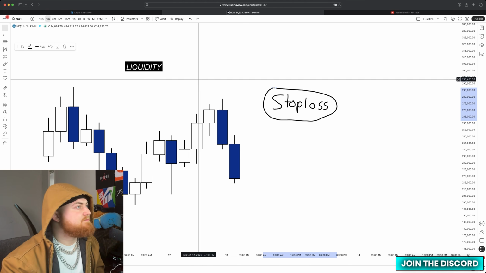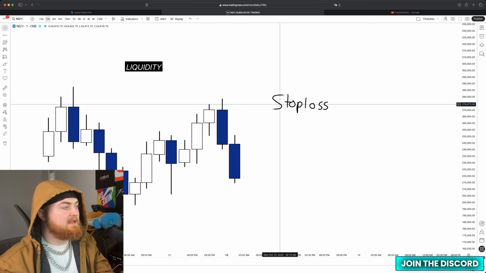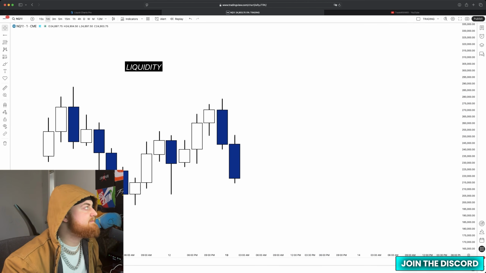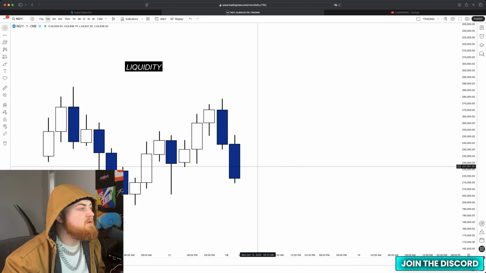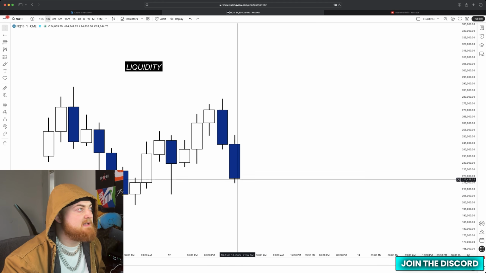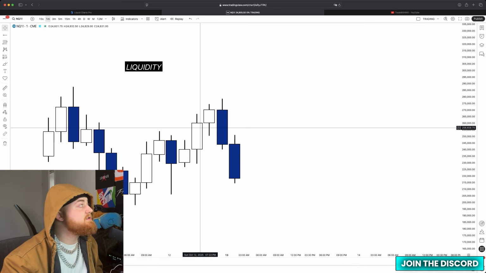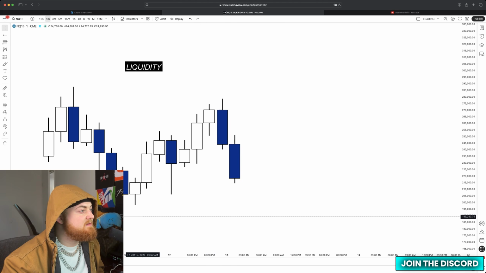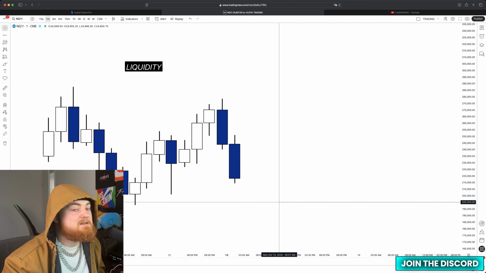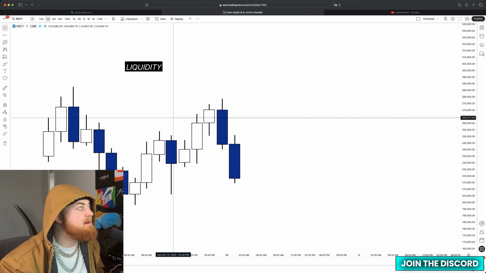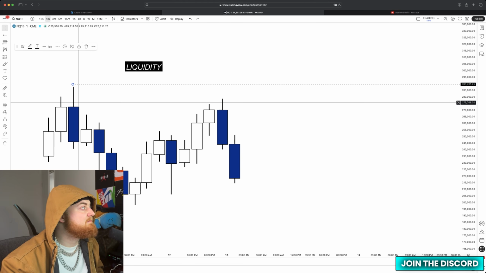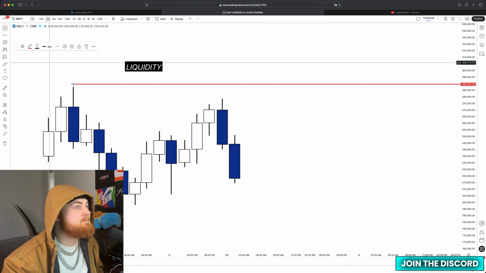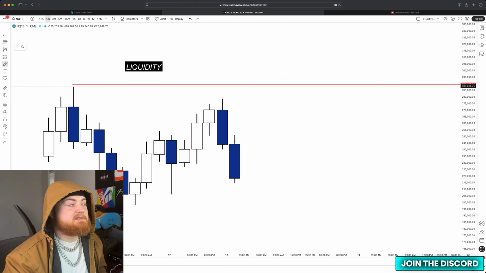So if we look at this market right now and we want to analyze it in the idea of where the orders are at, if I asked you where's the most buy orders on this entire chart right now, where would you assume? Would you say there's the most buy orders underneath here, here, or here? You would be completely wrong. The most buy orders are up here. Why are the most buy orders up here? The answer to that question, again, is stop losses.